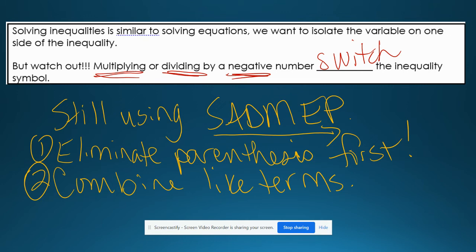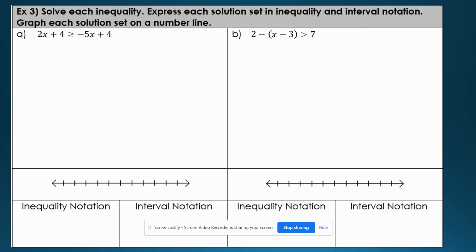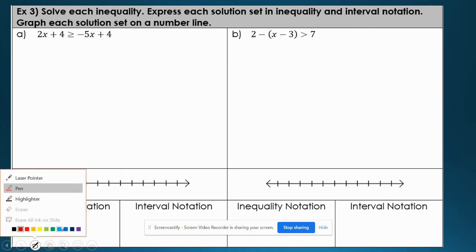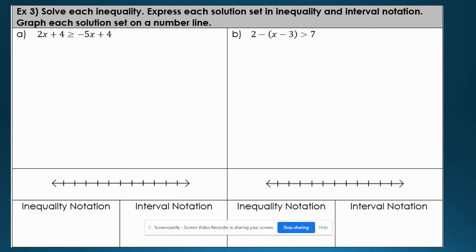Let's try a couple. Solving the inequalities. All right, so for letter A, we don't have any parentheses there, so I don't have to worry about that. I do want to go ahead and move my x's together. This is a negative 5x. My opposite is adding 5x to the other side. 2 plus 5 is 7x. We're going to bring down that plus 4. We have greater than or equal to. Negative 5x plus 5x is 0. And bring down the 4.